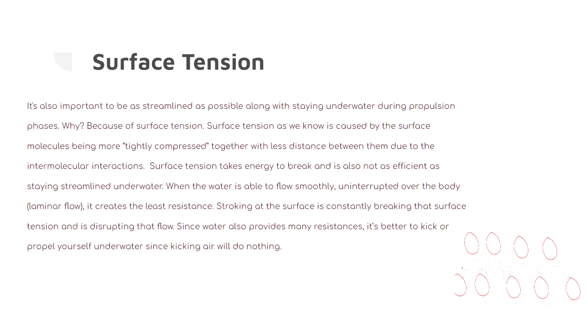Surface tension, as we know, is caused by the surface molecules, H2O molecules, or whatever fluid, being more tightly compressed together with less distance between them due to intermolecular interactions. Surface tension takes energy to break and is also not as efficient as staying streamlined underwater. When the water is able to flow smoothly and uninterrupted over the body, also known as laminar flow, it creates the least amount of resistance. Stroking at the surface is constantly breaking that surface tension and disrupting that laminar flow, and that causes lots of drag and slows you down. And since water also provides many resistances, it's better to kick underwater and propel yourself rather than kicking the air.